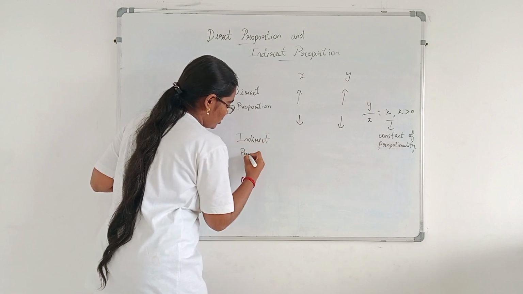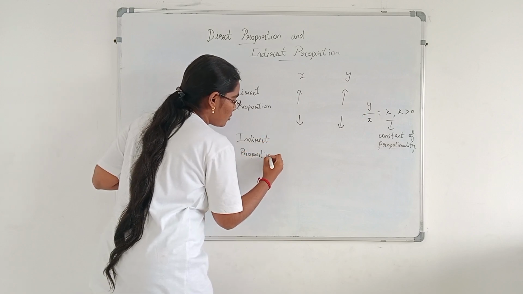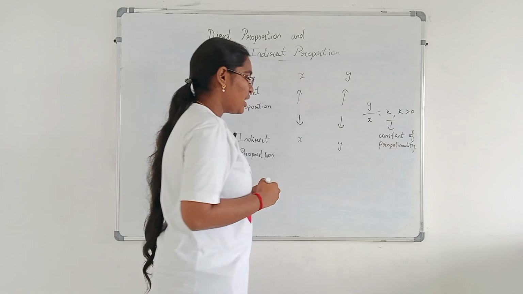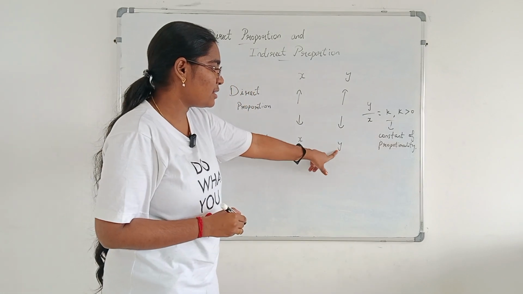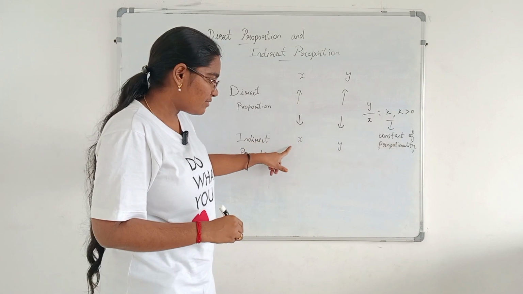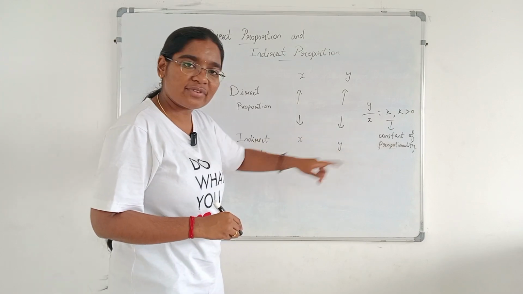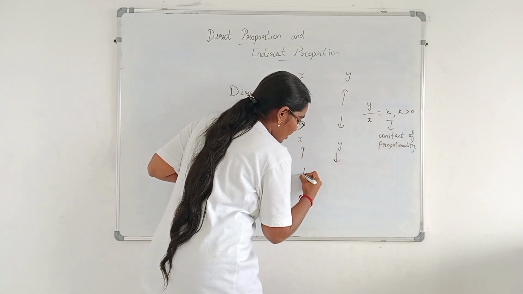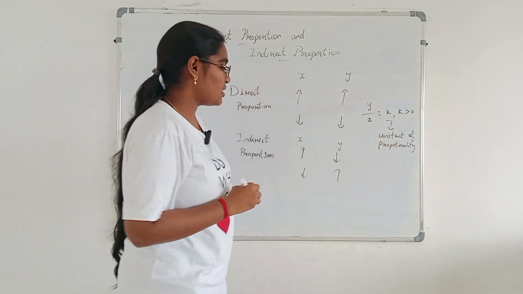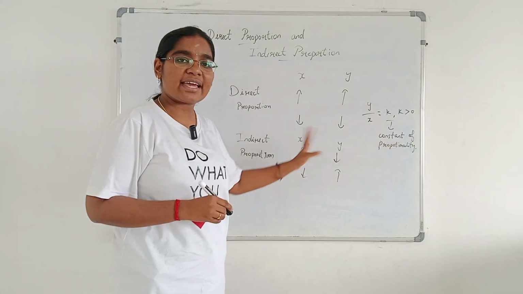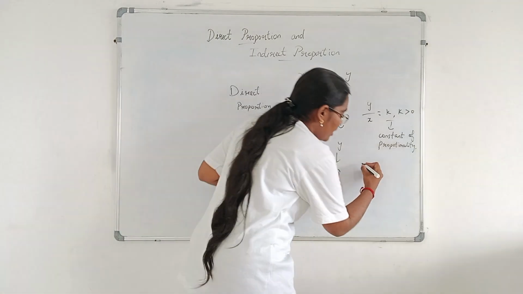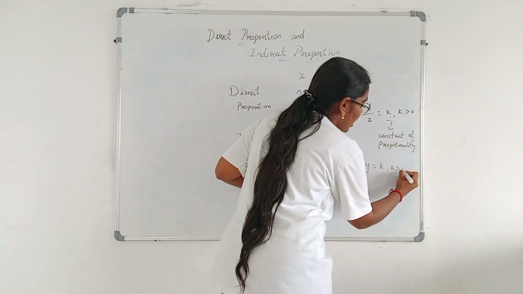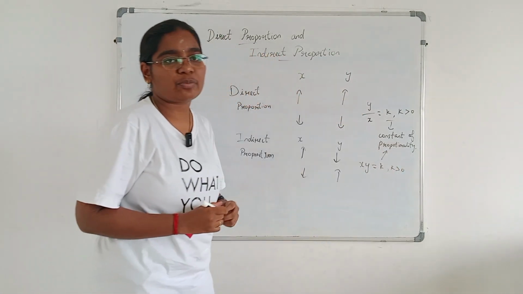Indirect proportion. For indirect proportion too, we have to consider two quantities, x and y. If x increases, then y will decrease. If x decreases, then y will increase. So these two quantities vary inversely. Mathematically, it will be denoted as x into y equal to k, where k is greater than 0, and this k is known as the constant of proportionality.